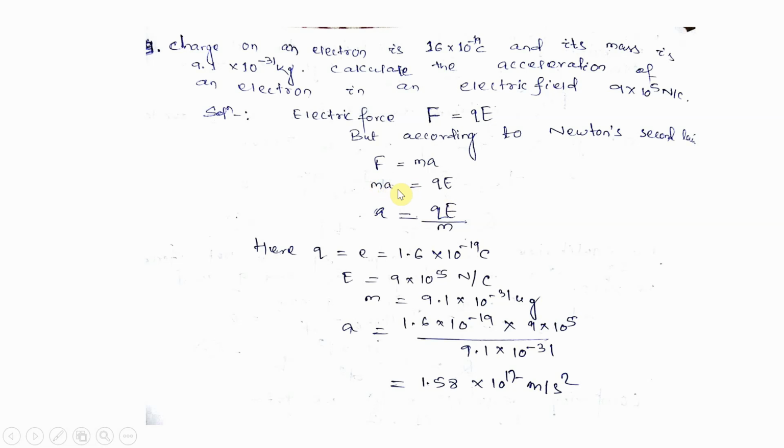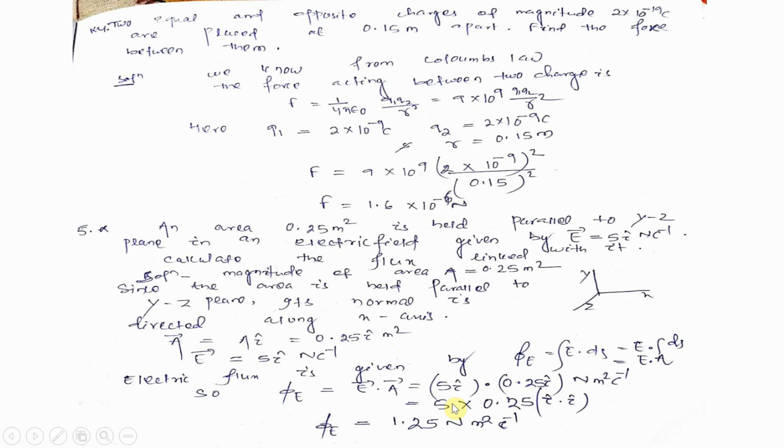So this ma is equal to that electrostatic force, qE. So simply we can calculate the acceleration a equal to qE by m. We know the charge of the electron, 1.6 into 10 to the power minus 19 coulomb, and here the electric field intensity is given as E equal to 9 into 10 to the power 5 newton per coulomb, and the mass of the electron we have already known, 9.1 into 10 to the power minus 31 kg. Putting all these values in the above expression, a equal to qE by m, we can find the acceleration as 1.58 into 10 to the power 17 meter per second square.